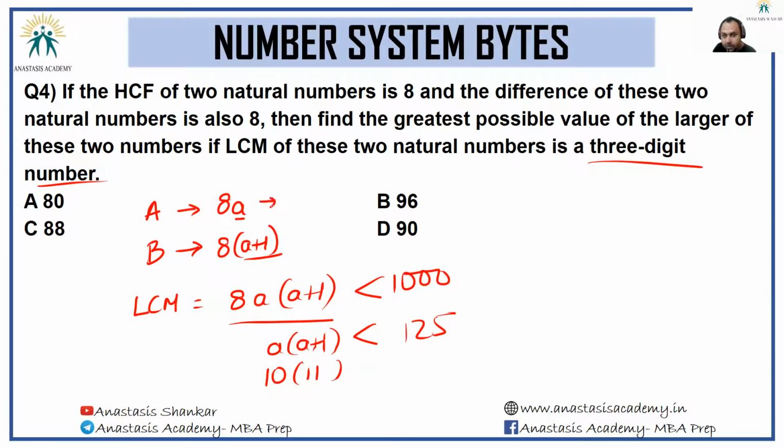So the numbers will turn out to be 80 and 88. What the question asked me was to find the greatest possible value of the larger of these two numbers. The greatest possible value is 88. Answer will be option C, 88.